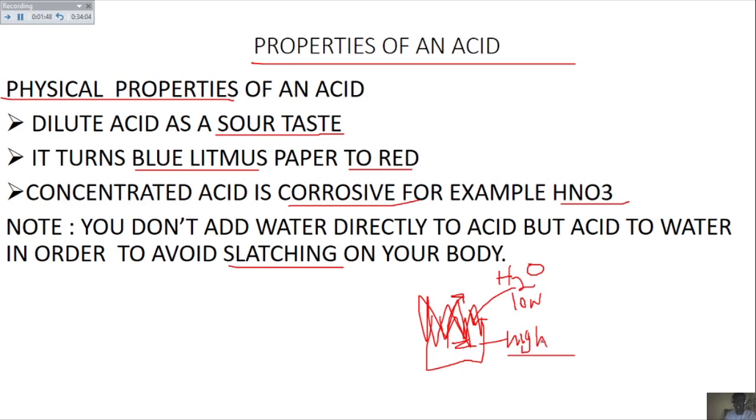Therefore, you can make this low heat content become high by gradually applying higher heat to it. So in this case, you should add acid to water in order to avoid splashing on your body. And somebody will ask me, what kind of reaction occurs when you add water to acid? That kind of reaction is exothermic. But when you're adding acid to water, that is endothermic.